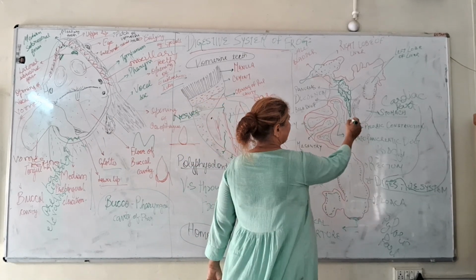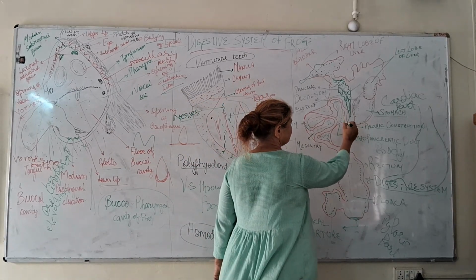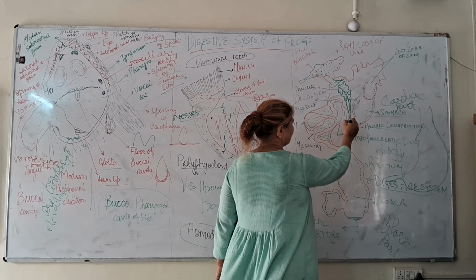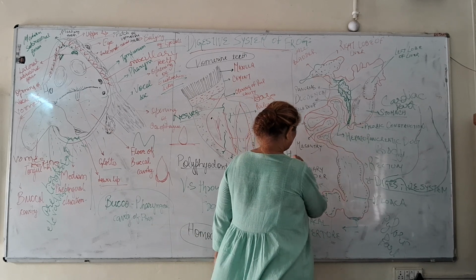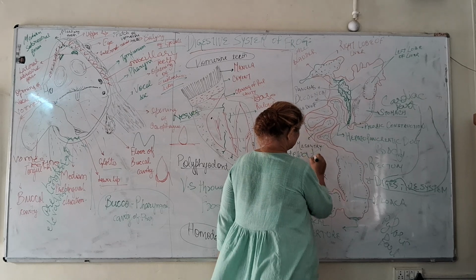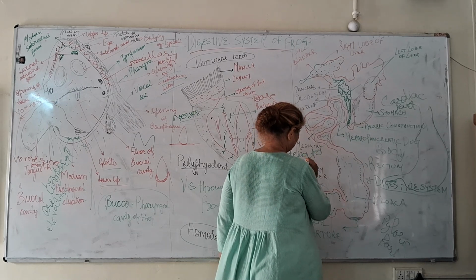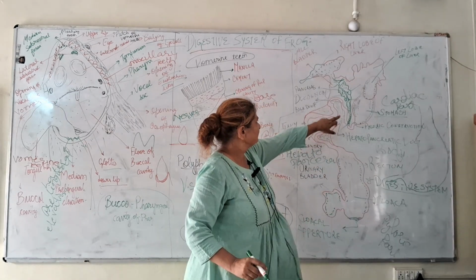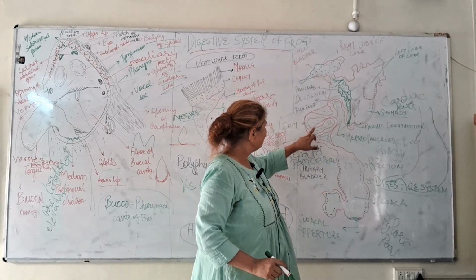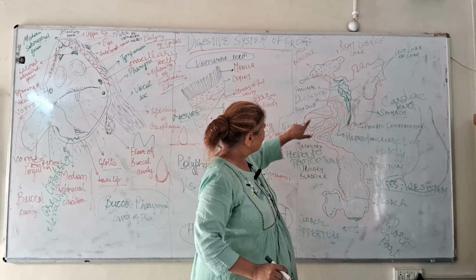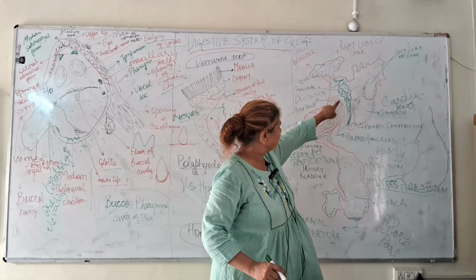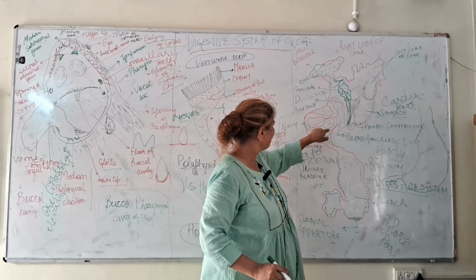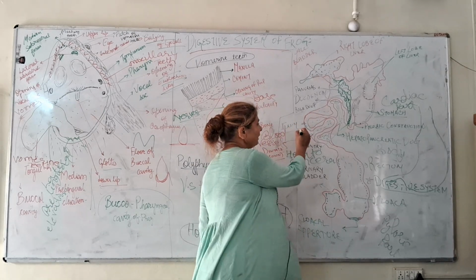Hepatopancreas. After this there is a coiling of the duodenum. When it goes upward, it is the duodenum, then it goes downward and becomes coiling. This is called the ileum.